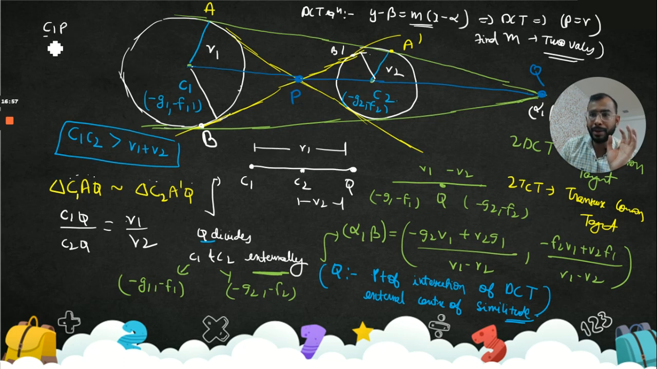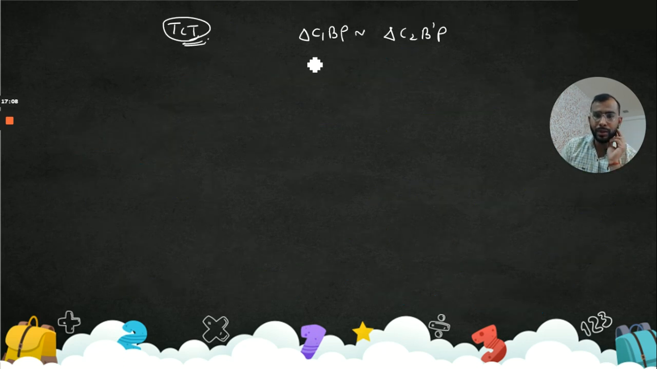यहाँ पे मैं लिखता हूँ C1P upon C2P is equal to C1P and C2P is equal to R1 upon R2. Easy peasy lemon squeezy. Yes everyone. तो यहाँ पे लिख देते हैं C1P upon C2P is equal to C1B and C2B dash, which is R1 upon R2.